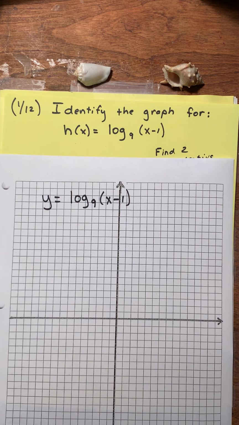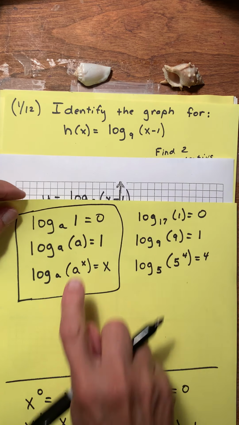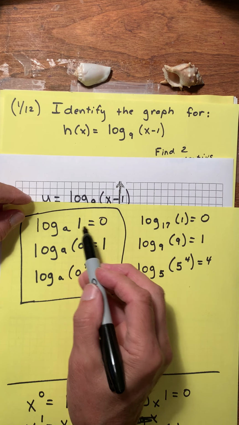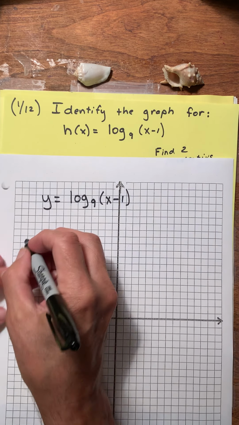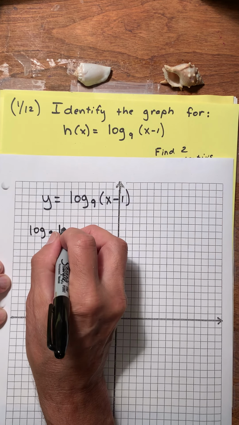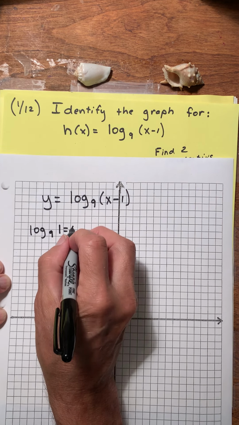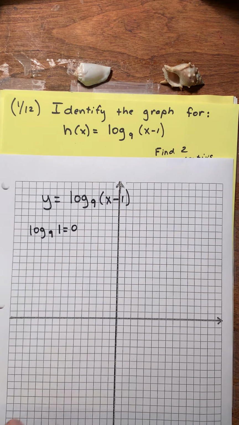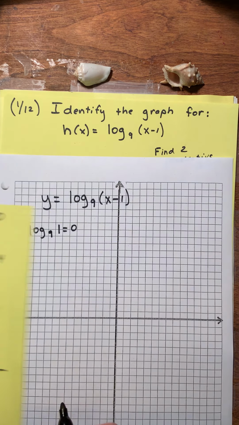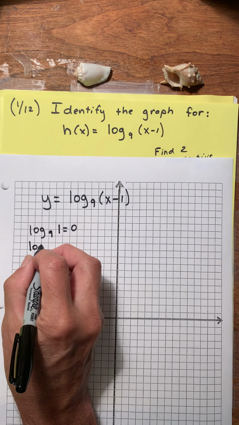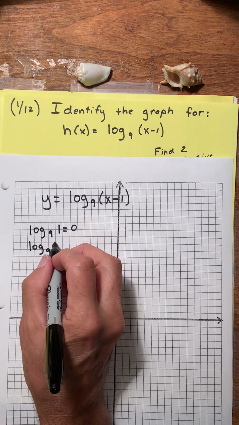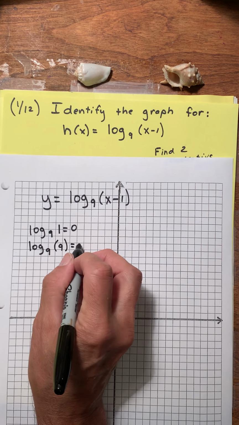Now, a couple of things that I should remind you of come from this list right here. Log base 9 of 1 is going to be 0. Log base anything of 1 is going to be 0. Something else I should remind you of is that log base 9 of 9 is going to be 1. I'm going to keep these concepts at my fingertips here.